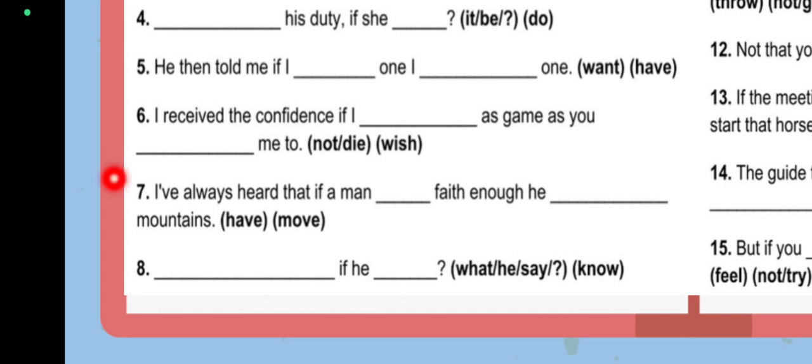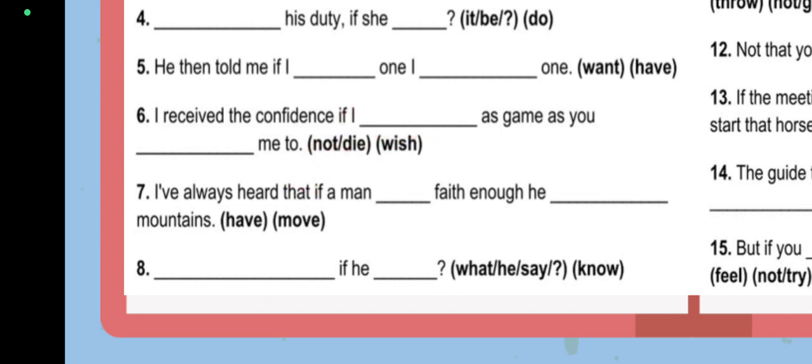Okay, number 9. Sorry. "I received the confidence if I died as a game as you would wish me to." That's good, but be careful. This is past simple with negative form.